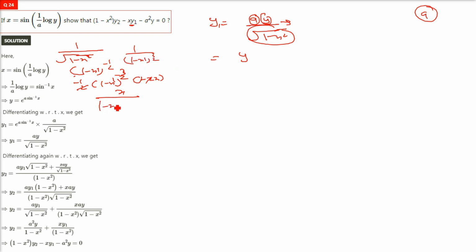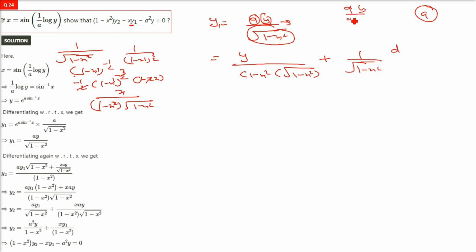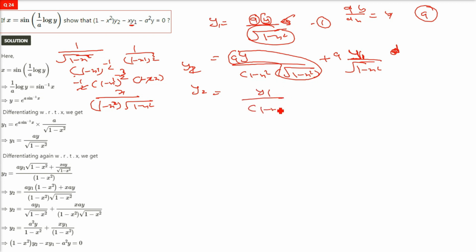This is nothing but 1 minus x square into under root 1 minus x square. Why? Because 1 minus x square under root is the power half, and half plus 1 is 3 by 2. So finally we got 1 minus x square into under root 1 minus x square. There is an x also, and there is an a also. Please remember x and a. Now 1 by under root 1 minus x square, and then what do we have? Differentiation of y is what? dy by dx. If you say dy by dx, you have to write just y1. So ay, x was also there, as I said. Now ay by under root 1 minus x square is nothing but y1 only. So y2 is equal to x y1 by 1 minus x square plus a y1 by under root 1 minus x square.